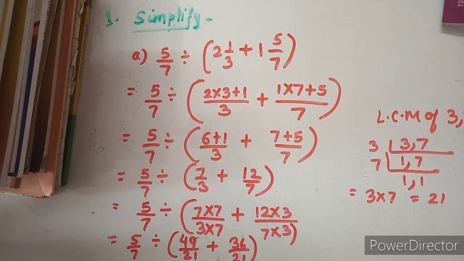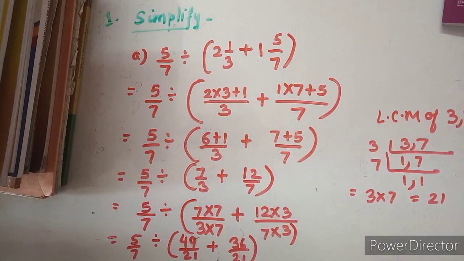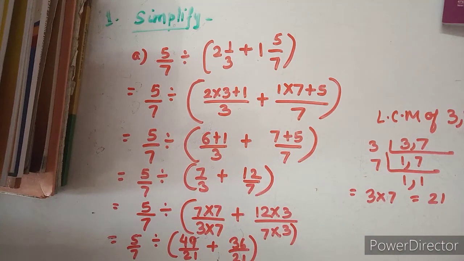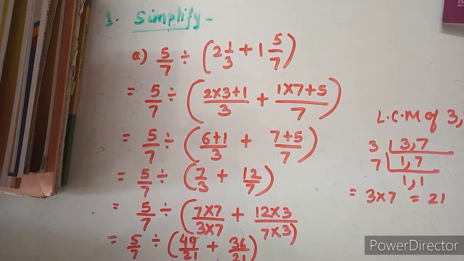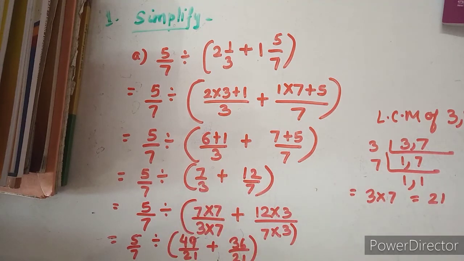Now students, see what I did is, first I have to convert these mixed fractions into improper fractions. So here you can see the method you were doing in your previous exercises. So I think it is easy for you now. So see what I did: 2 into 3 plus 1 upon 3, plus 1 into 7 plus 5 upon 7. So here you can see that we get 7 upon 3 plus 12 upon 7.